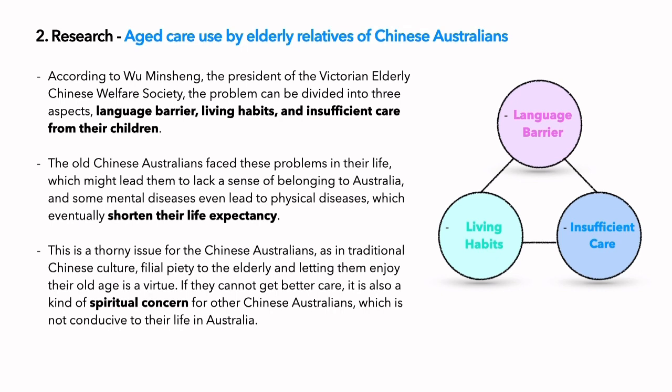The problems of aged care use can be divided into three aspects: language barrier, living habits, and insufficient care from their children. This problem may lead them to lack a sense of belonging to Australia, and some mental disease can even lead to physical disease, which eventually shortens the elderly's life expectancy.